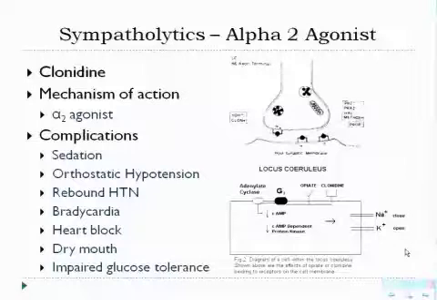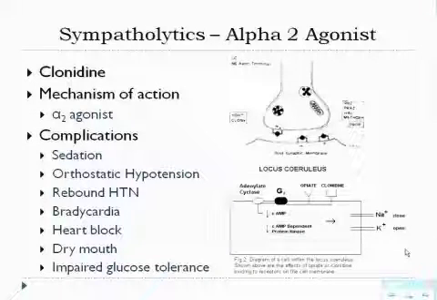Sympatholytics also include alpha-2 agonists. This is clonidine. Basically, it works by activating the alpha-2 receptors, which are usually presynaptic. Their preferred function is to inhibit the release of the norepinephrine vacuoles, so you will get accumulation of the vacuoles within the presynaptic membrane area. As a consequence, this person will have a very high degree of rebound hypertension if you discontinue this medication, which makes it dangerous.